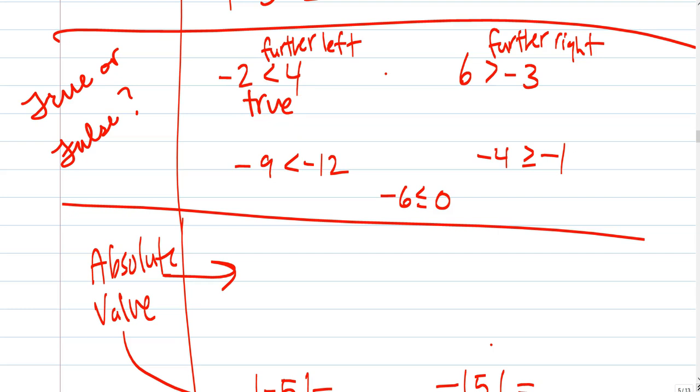How do you know? Here's 0. To the left is negative 2. To the right is positive 4. So since negative 2 is further to the left, that makes it less than 4.